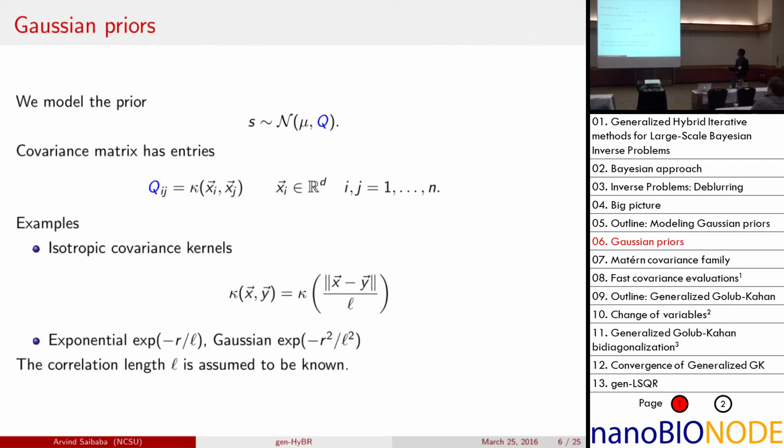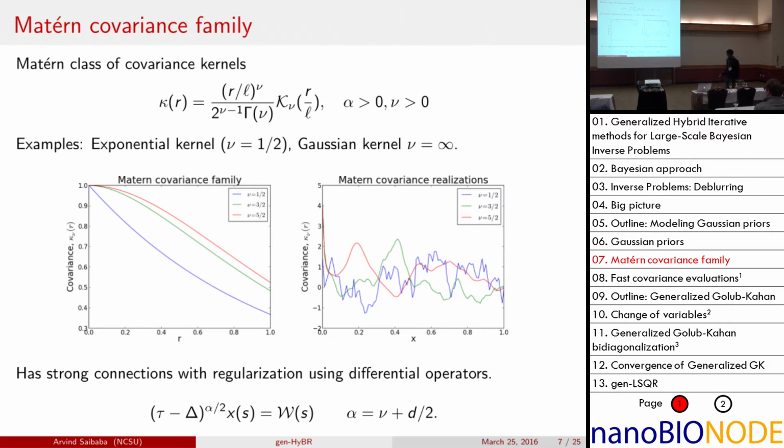And in this talk, I'm going to assume that this length is known, but in practice, it can be estimated. So a couple of popular kernels used in practice are the exponential. The exponential depends on the radial distance between these two points and the correlation length. Or a Gaussian or a square exponential kernel, it's very similar except it uses r squared.